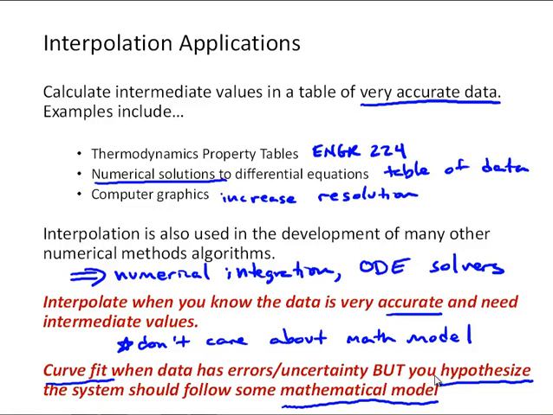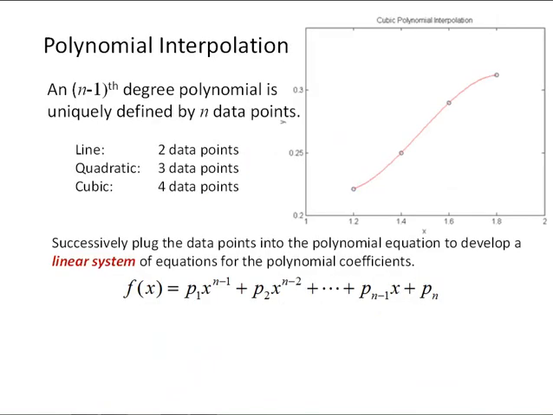So now let's look at how we can do polynomial interpolation. So here's that cubic polynomial through 4 data points again. And any n-1th degree polynomial is going to be uniquely defined by n data points. So for example, a line, which is a first degree polynomial, is going to be uniquely defined by 2 data points. A quadratic is a second degree polynomial, and that will be uniquely defined by 3 data points. A cubic is a third degree polynomial, and that will be uniquely defined by 4 data points.